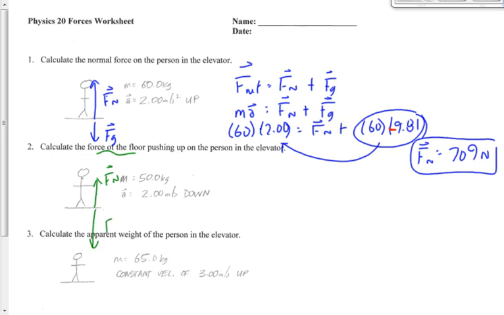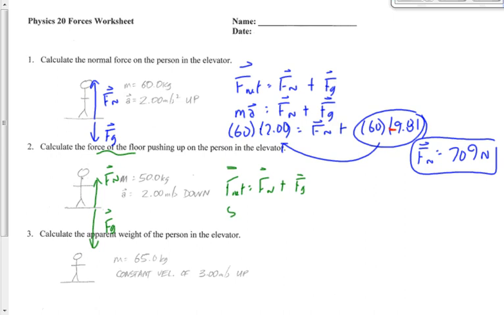Good. The acceleration is downwards, so the downward force has to be bigger than the upward force. So we're going to set it up the same way. F net is equal to the sum of the forces, Fn plus Fg. We should find, when we go to do our calculation here, that Fn is a smaller number than Fg. We'll see in a minute here.